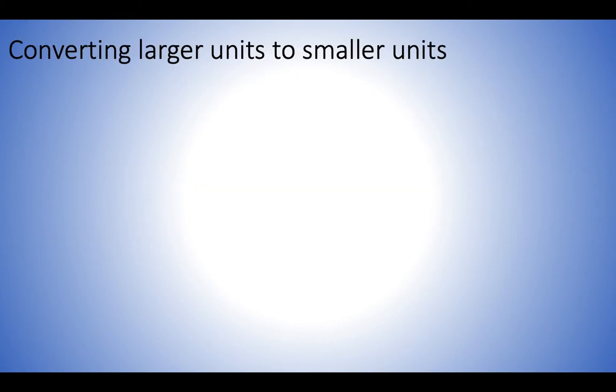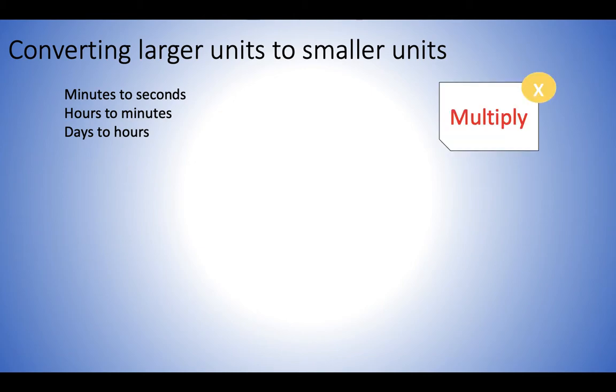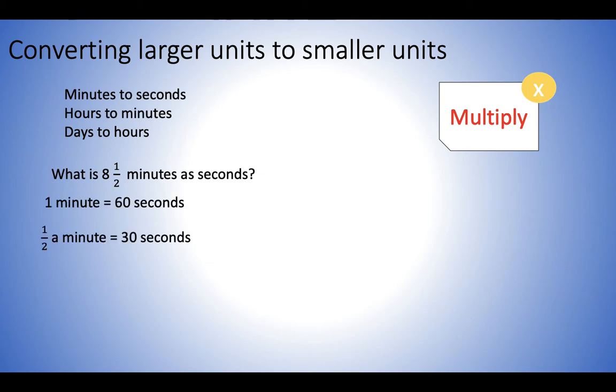Now, converting larger units of time to smaller units of time. This is minutes to seconds, hours to minutes, and days to hours. What we would do here is multiply. So, what is 8.5 minutes as seconds? The first thing I would do is find out what a minute is. I know a minute is 60 seconds, and I know half a minute is 30 seconds.